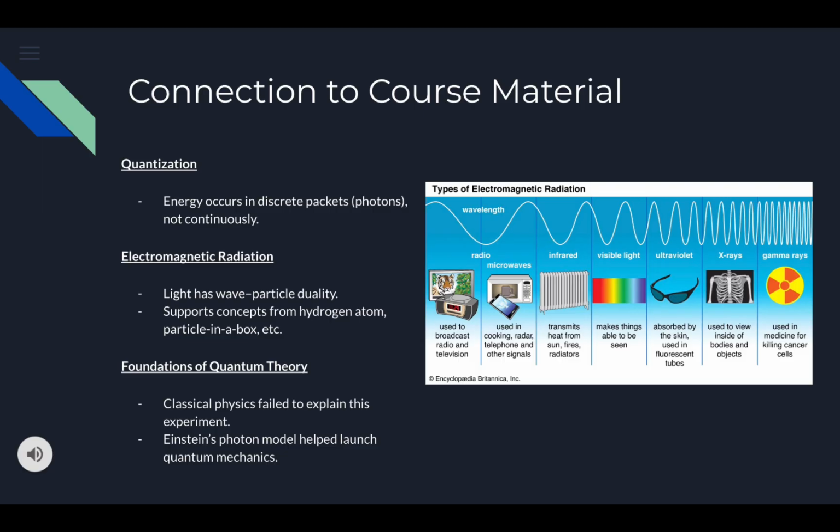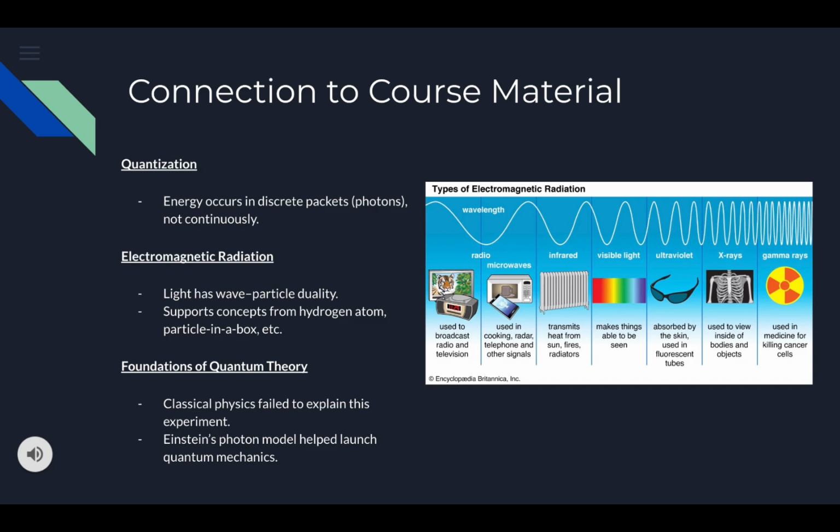The photoelectric effect also connects to our discussions on electromagnetic radiation. We usually describe light as a wave, but this effect shows its particle side, which is what we call wave-particle duality. It's the same idea that helps us understand how electrons behave as both waves and particles in systems like the hydrogen atom or the particle-in-a-box model. Seeing how light and electrons share this dual behavior really brings together the different parts of the course, how radiation interacts with matter on a quantum level.